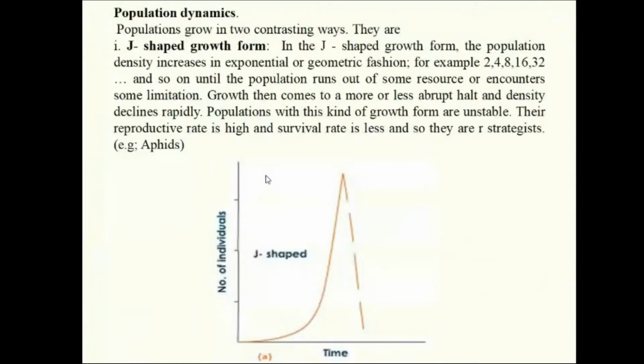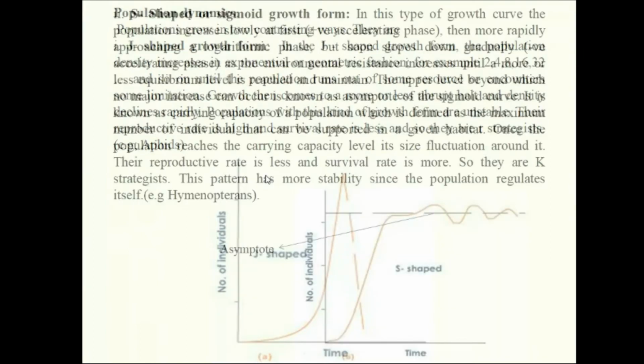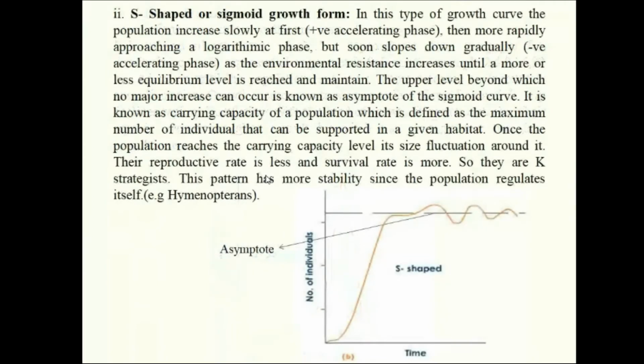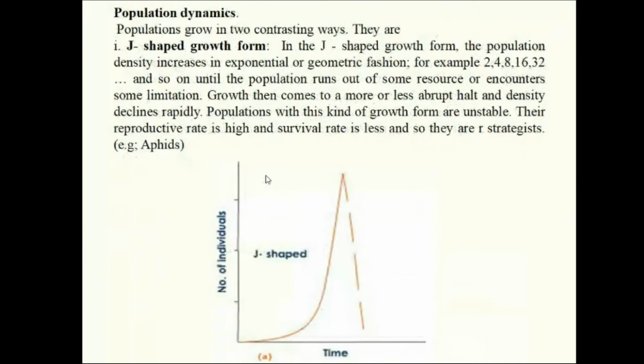Okay, so two types of growth form are there. One is J-shaped growth form, another one is S-shaped growth form. One by one we will discuss. First, coming to J-shaped growth form.